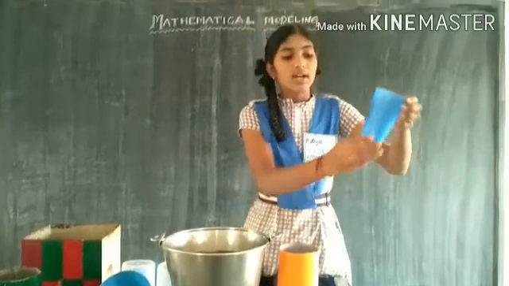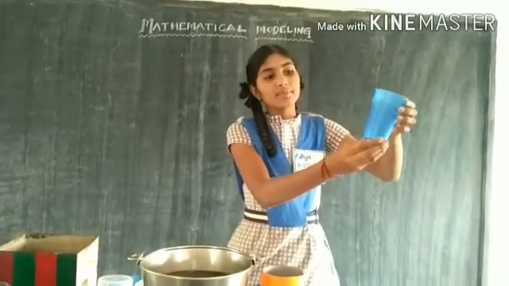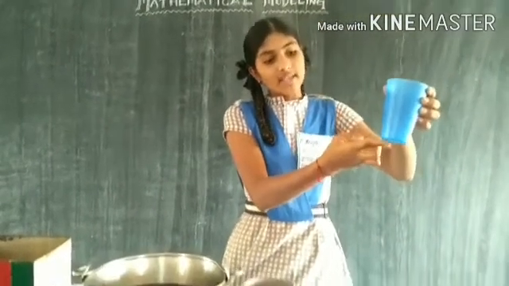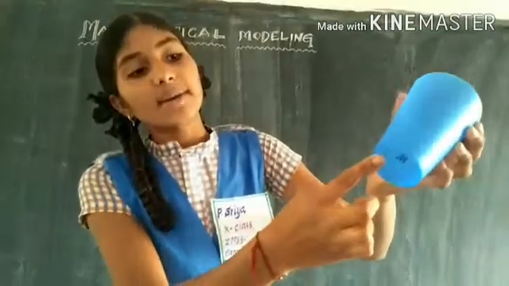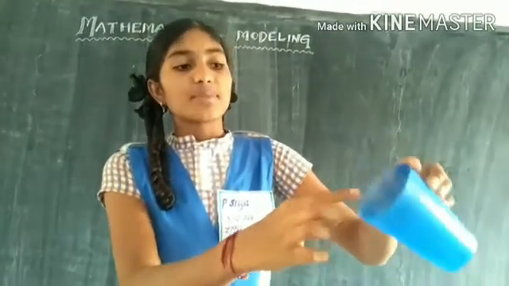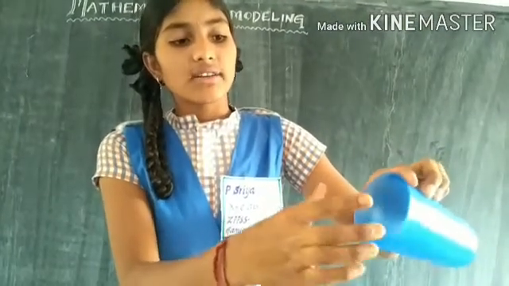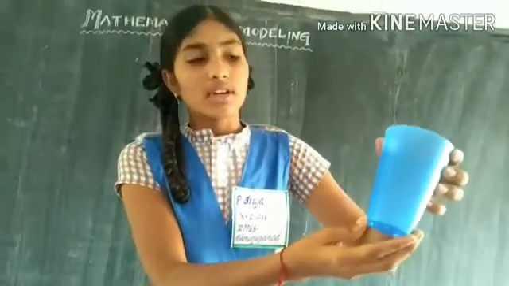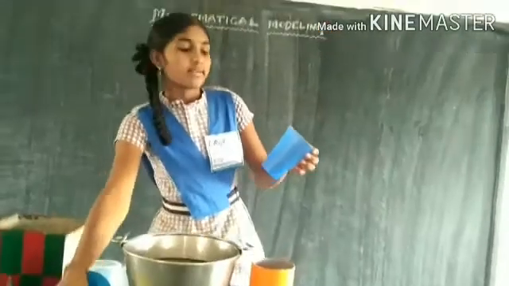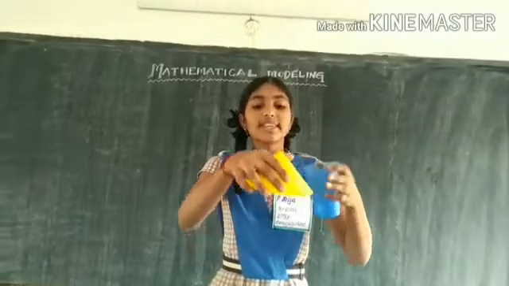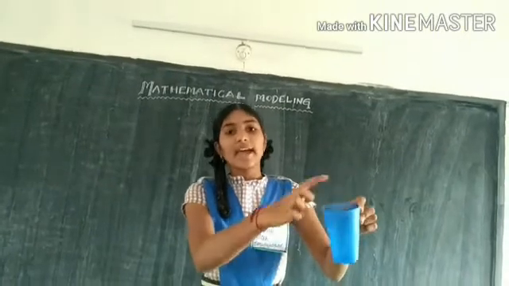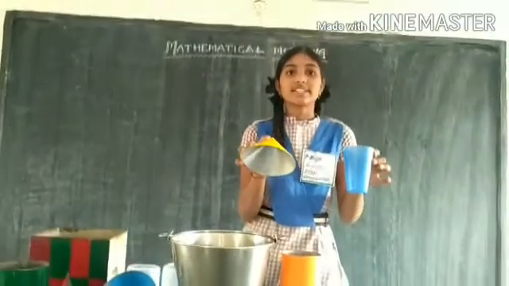Now coming to the glass, we observe this glass also has one top and one base, and this base is a circular base and the top is also a circular top. But when we observe, this top is bigger than the bottom. So this is not a cylinder. And now I am comparing the glass with a cone. This cone has only one base, but the glass has a circular bottom and top. So this is also not a conical shaped object.